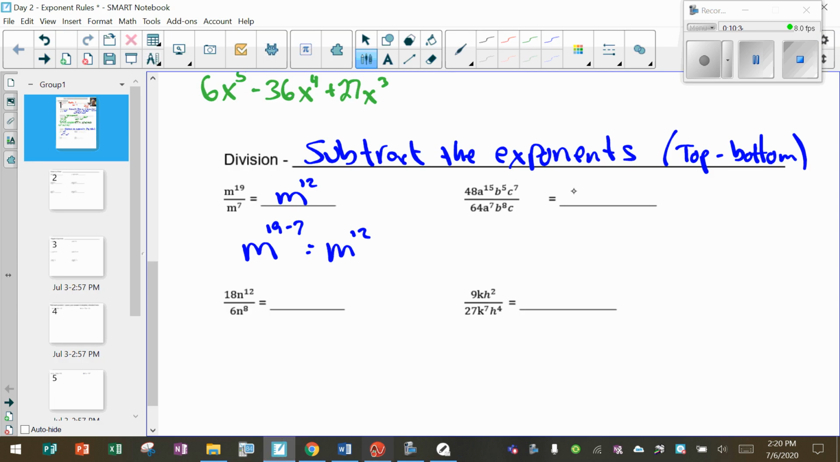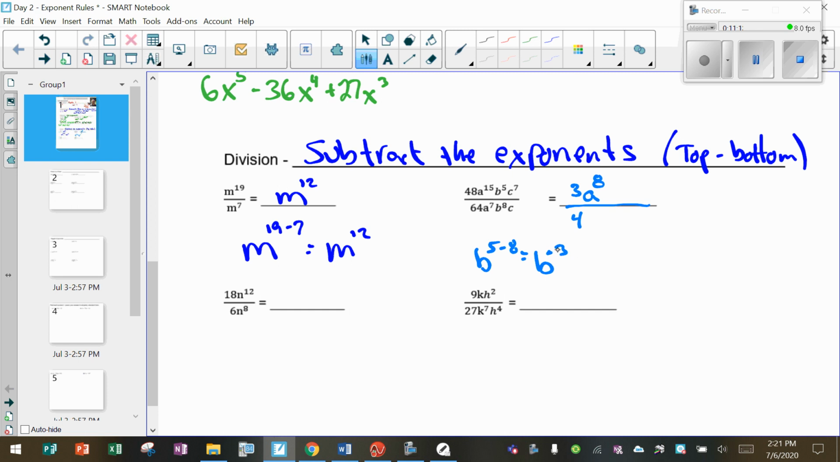Calculator told me that I'm going to have a 3 left over in the numerator and a 4 left over in the denominator. So I'm going to put those in the right place and then go to my letters. With the variables, subtract the exponents. So for the A, I have 15 minus 7, which is a positive 8. Positive means it goes in the numerator. For the B's, I have 5 minus 8. I'll end up with a negative number. So I do B to the 5 minus 8 ends up B to the negative third.